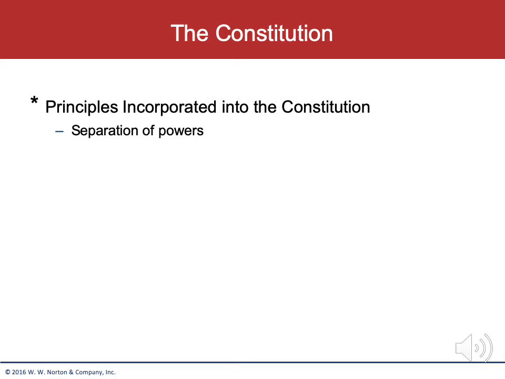So first and foremost, we separate powers. We have judicial power, legislative power, and executive power. And this is paired up with federalism. We have the federal government with its powers, and we have the states with their own reserved powers.